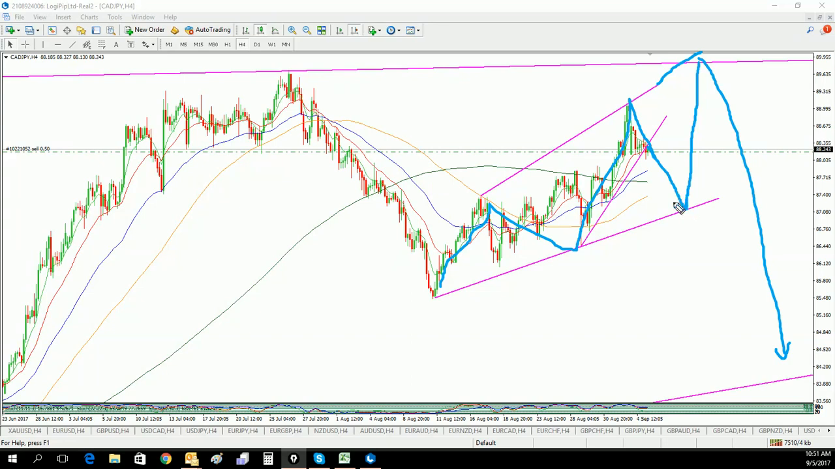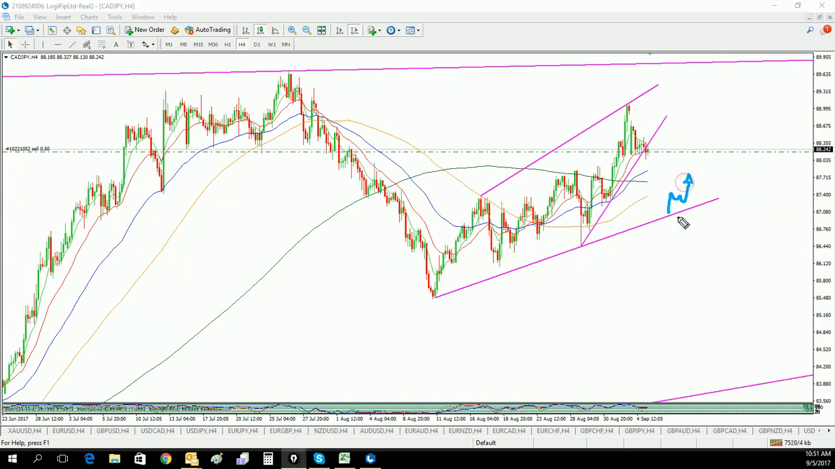We will obviously look at smaller time frames and see whether we get any sorts of bounces with little flag formations indicating a turn, or if we do see the break, we should see something along those lines with a secondary smaller structure and a continuation on that trade. So guys, that's what I'm looking at on the CAD yen pair at the moment.